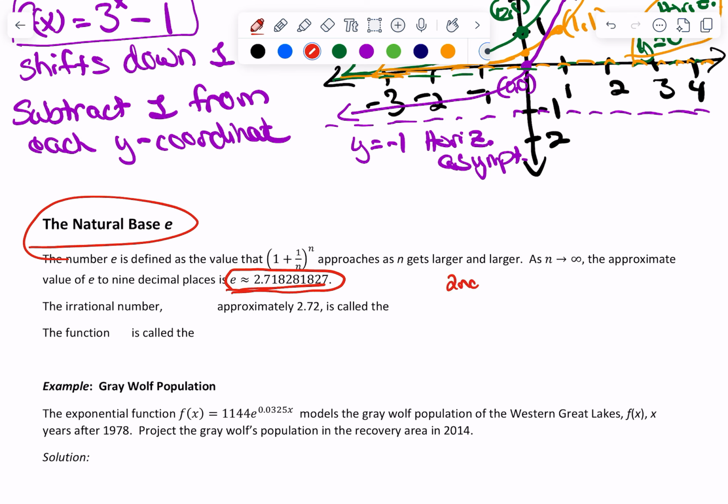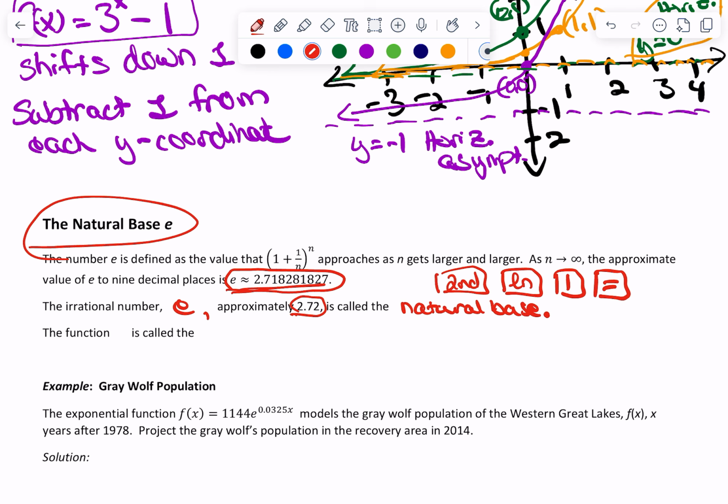So it's the second ln button and then 1, and then you press enter. So this irrational number e, it's just like pi. We know that pi is an irrational number. It never ends. E is a similar one. So we approximate it to 2.72. It is called the natural base.